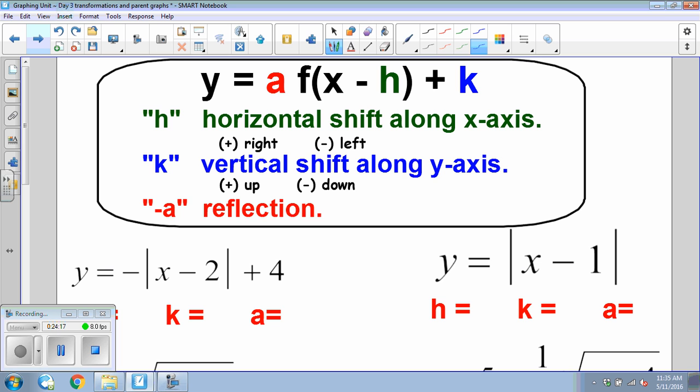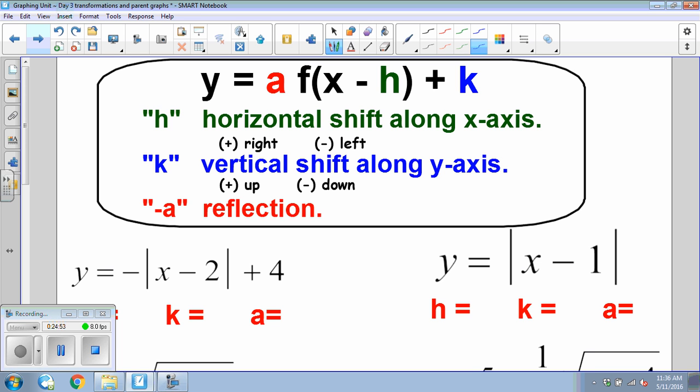Okay? K is your vertical shift along the y-axis. Starting at the parent function, it either moves it up or down, based on that number that's added or subtracted, that's associated with your y value. Okay? A is the number that's multiplied to your function. With our parabolas, A was that number that was multiplied to that x squared term, right? Or y squared term.